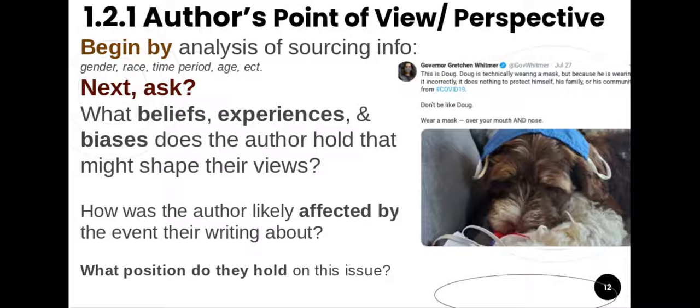I also noticed that in her photo, she's wearing a mask. And so that tells me right away that if this tweet has anything to do with wearing a face mask, she's probably going to be very supportive of people wearing face masks. So what beliefs, experiences, and biases does she hold? Again, she belongs to the Democratic Party. I happen to know, from my background knowledge, that she often butts heads with our president at this time. And I do know that she has been criticized for perhaps being too strict about face masks.